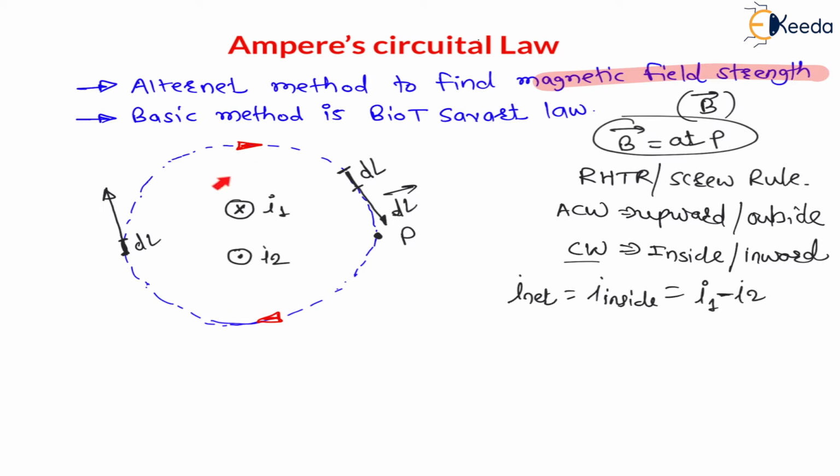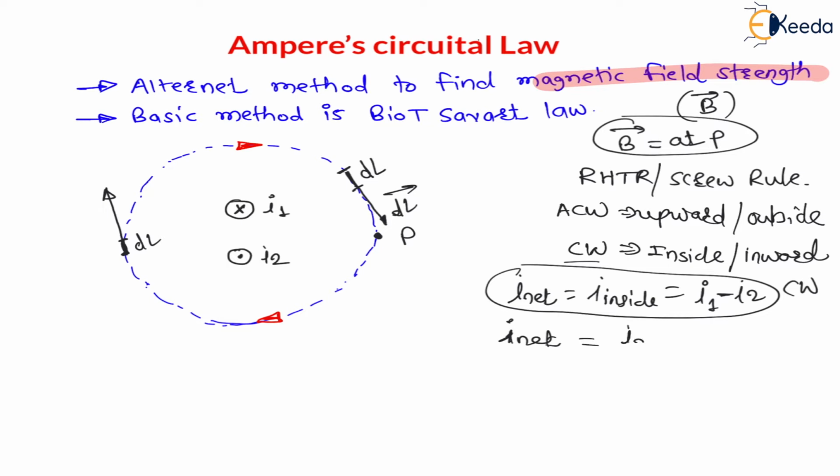But don't worry, for our cases there will be only one current inside. That's why it will always be the simplest case. So don't worry about that, right? But this is for clockwise rotation. If I assume anti-clockwise rotation, then the outward direction will become positive, therefore here I2 will become positive. I net will be I2 minus I1. This is, my dear students, for anti-clockwise. This you have to understand. So with the help of right hand thumb rule or screw rule, we have decided the positive and negative I's.